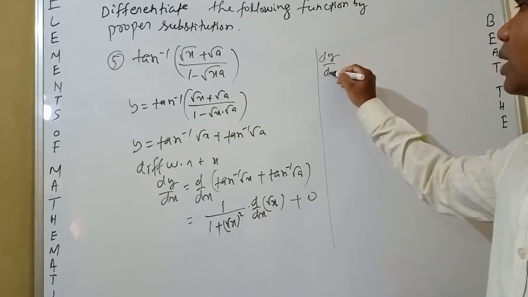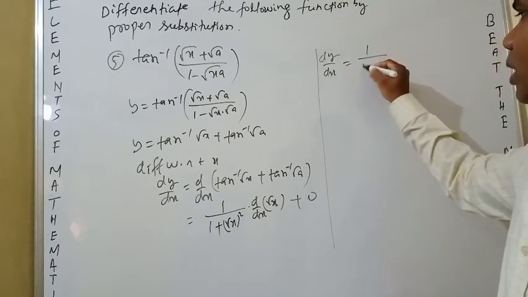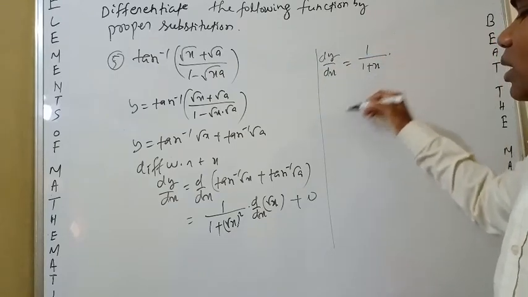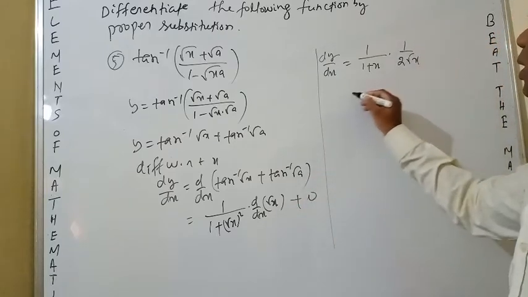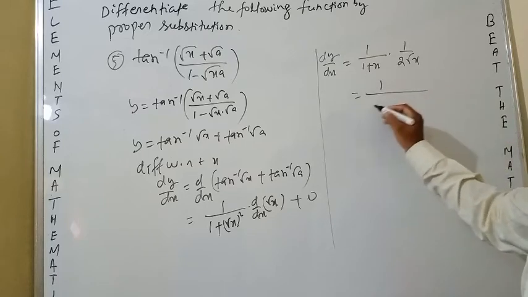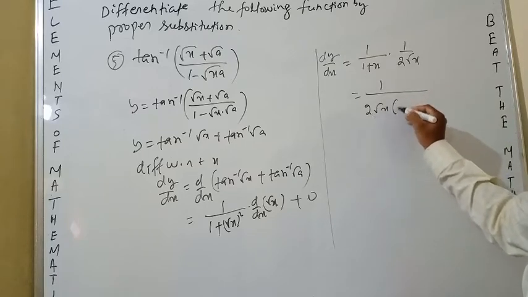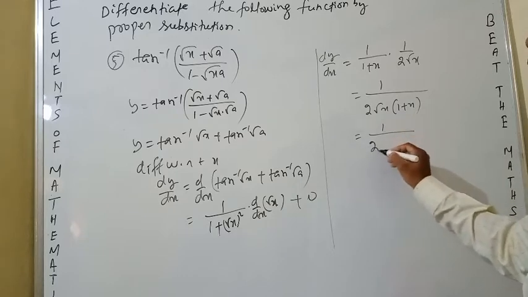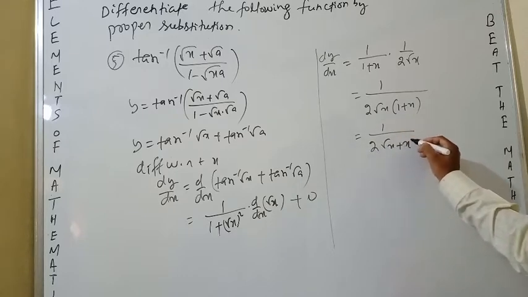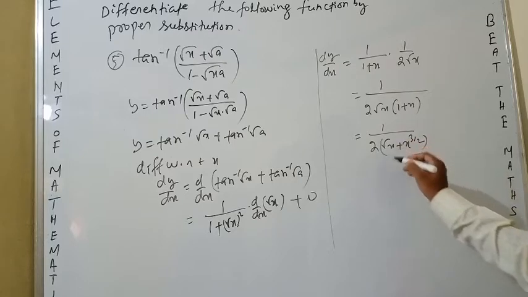dy by dx is equal to 1 by 1 plus x, times the derivative of root x, that is 1 by 2 root x, which is equal to 1 by 2 root x into (1 plus x), that is 1 by 2 root x plus x to the power 3 by 2. Pause the video, note it down.